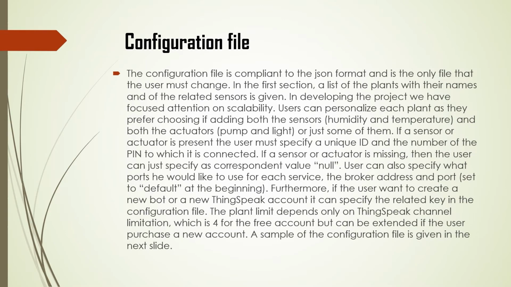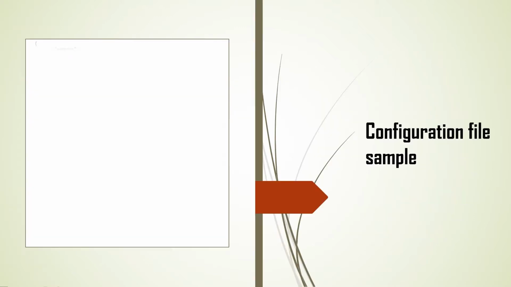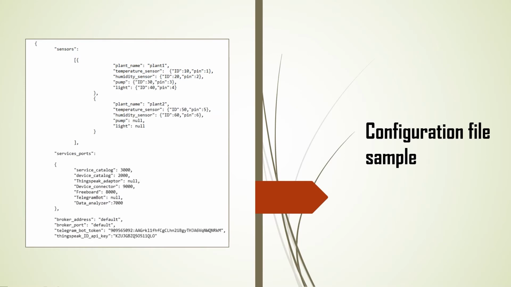Ginko Garden Bot is made to be almost ready when the user receives the product. Except for the hardware setup, the user just has to modify a configuration file before running the scripts on the Raspberry Pi. In the next slide, there is a sample of the configuration file. As you can see, under the sensors keyword, there is a list of all the plants, which can be up to 4 plants.